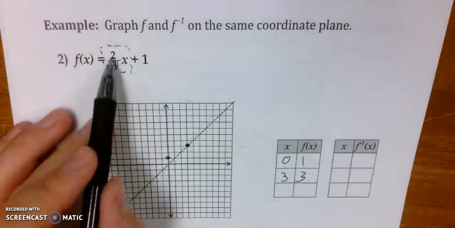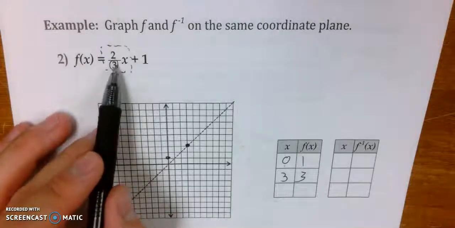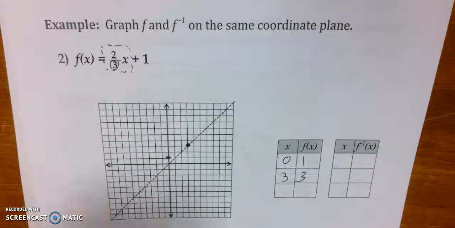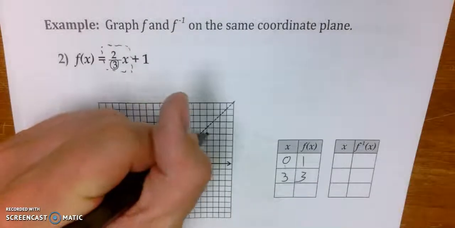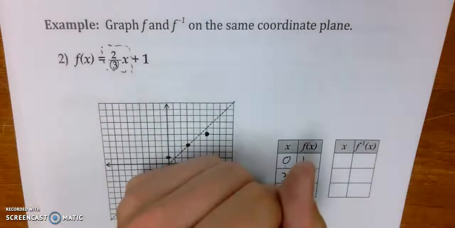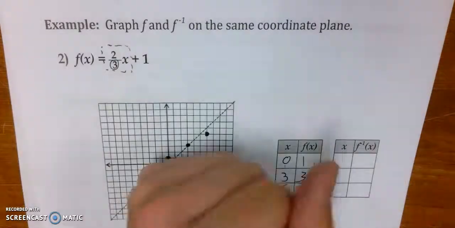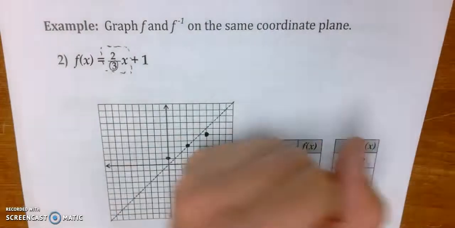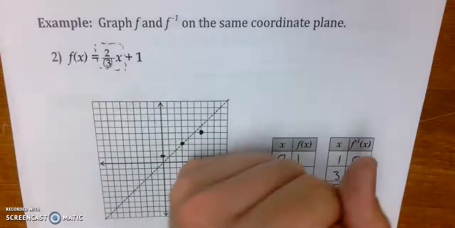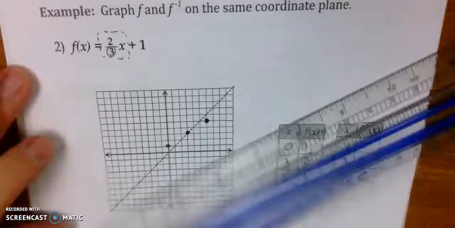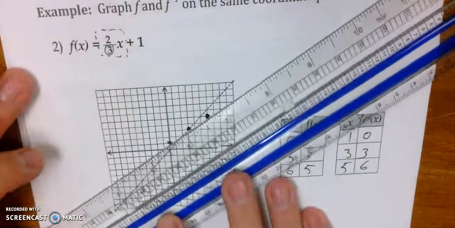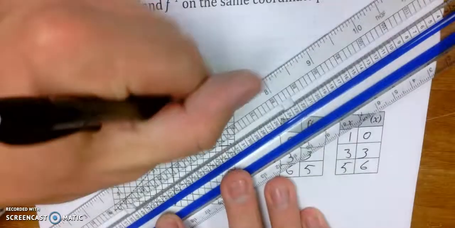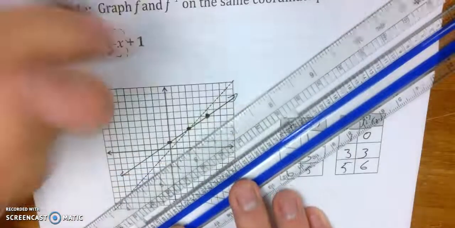And if I plugged in 3 here, 2/3 times 3, the 3's cancel. That's 2 plus 1, boom, 3. And then let's go up 2 over 3. And that's going to be 6, 5. All right, that means the inverse is going to have 1, 0. It's going to have 3, 3, and it's going to have 5, 6. Before we get there, though, let me graph our original line.